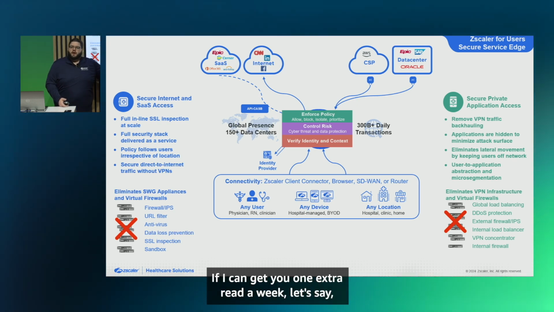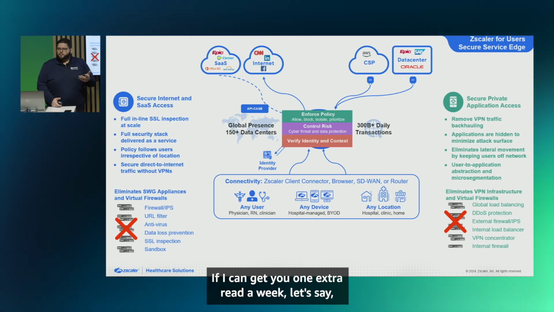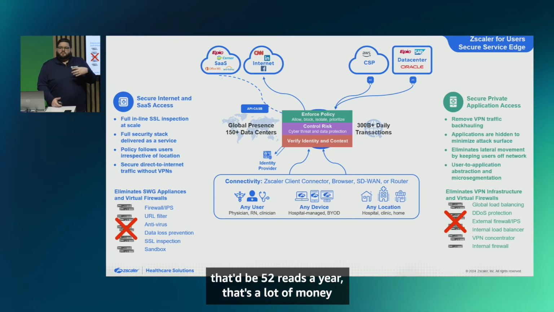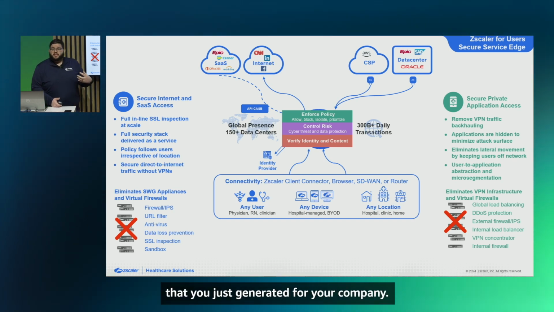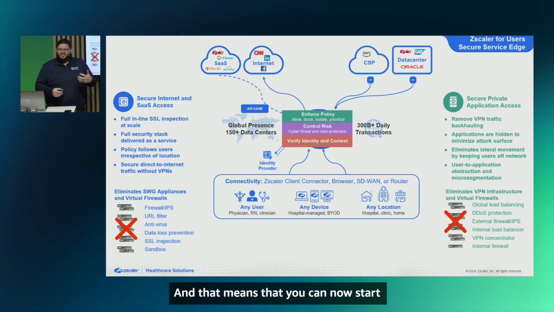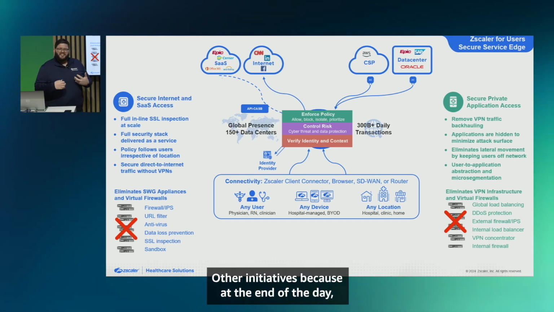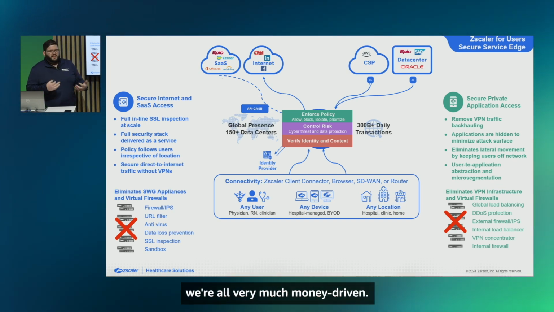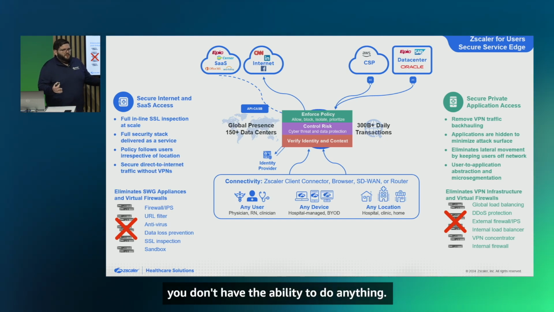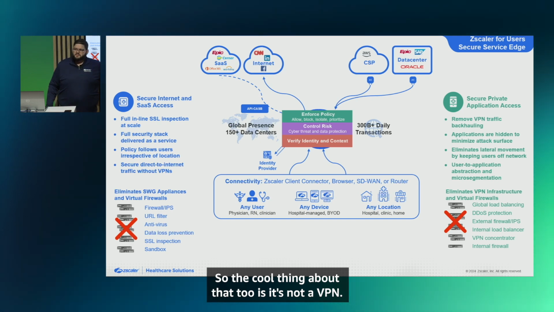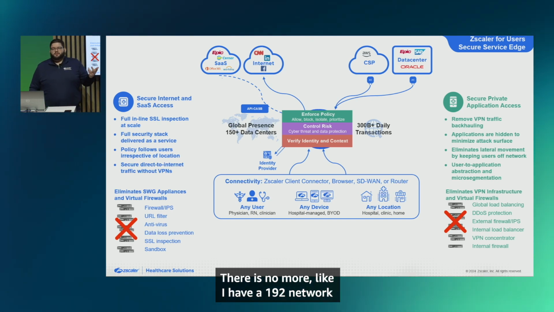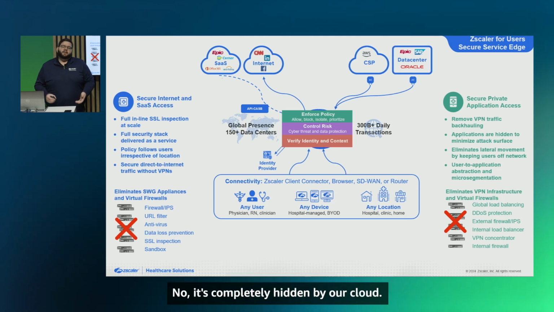If I can get you one extra read a week, let's say, that equals 52 reads a year. That's a lot of money that you just generated for your company. And that means that you can now start to afford other things that you're trying to do, right? Other initiatives. Because at the end of the day, we're all very much money driven. If you don't have the money, you don't have the ability to do anything. So the cool thing about that too is it's not a VPN. There is no more, I have a 192 network and everybody can see everybody on the network. No, it's completely hidden by our cloud.